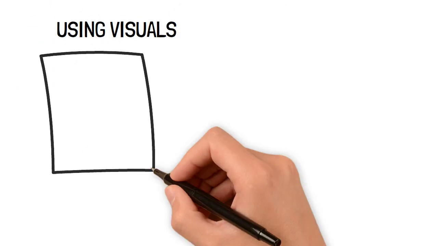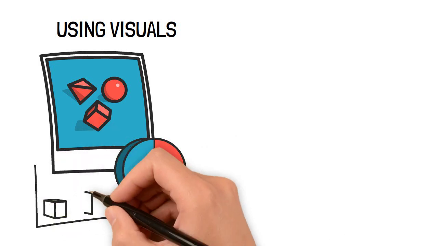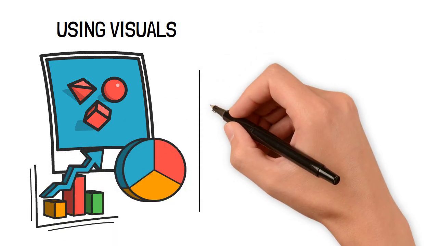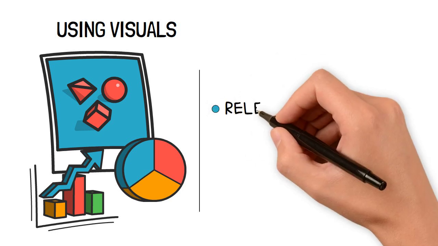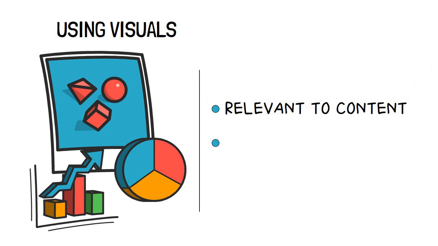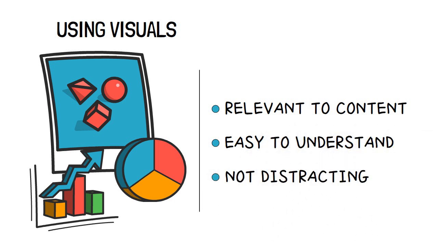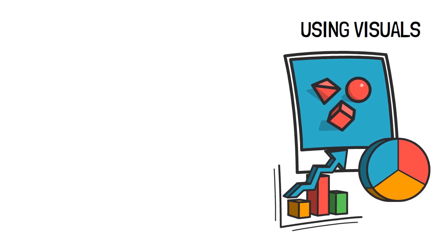Using visuals such as images, charts, and graphs can help to make your presentation more engaging and persuasive. When selecting visuals, you'll want to make sure they are relevant to the content and that they are easy to understand. You'll also want to use visuals sparingly and make sure that they are not distracting from your main message. This will help to create an effective and compelling presentation.